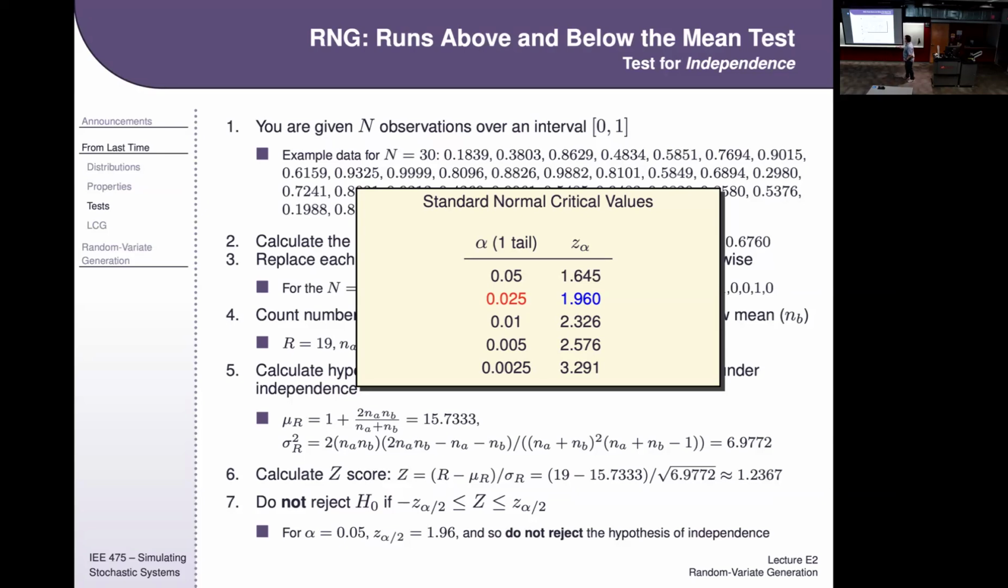And so I look here, 1.2 is less than 1.96. Given that, I do not reject the hypothesis of independence. I fail to detect a violation of independence. That doesn't mean that they're independent. It's possible that I didn't gather enough data, but for 30 observations and 19 runs, I have pretty good confidence that these are independent. This is a good enough result for me.